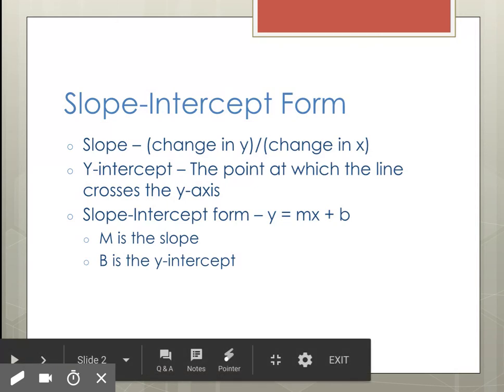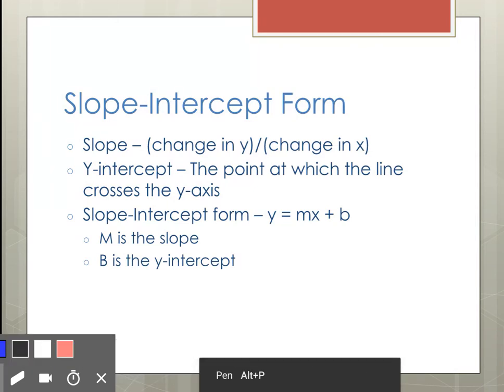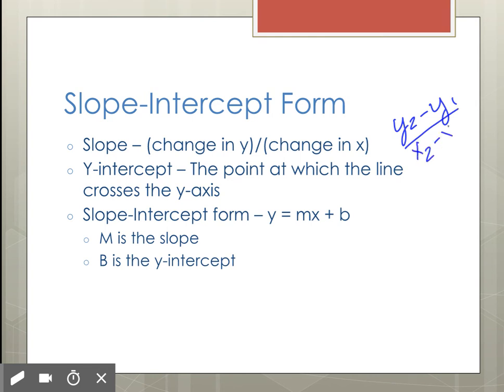So first, just a review of the vocabulary. Slope is the change in y over the change in x. So again, that's calculated by the y from point 2 minus the y from point 1 divided by the x from point 2 minus the x from point 1.